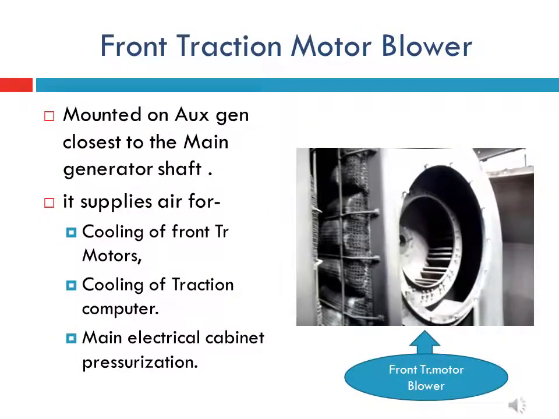Front traction motor blower. For cooling of all six traction motors of the HHP locomotive, filtered air is supplied by the traction motor blower, which is mounted on the auxiliary generator shaft closest to the main generator blower. So it may be said that the main generator blower and traction motor blower are both located side by side and mounted on the auxiliary generator shaft.